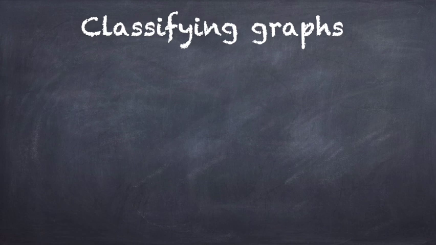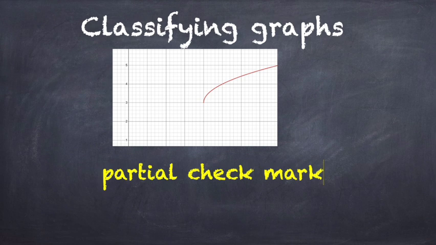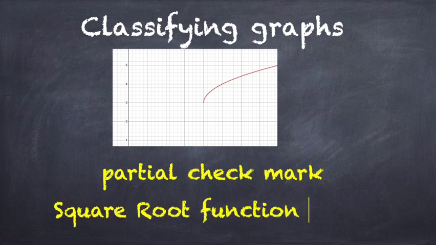The next one that we get, let's look at that one. Ooh, okay, I have a starting point, and I'm going off in one direction. That's going to be a square root function. That's a partial check mark. I go here and then go off in one direction. The square root function family, okay?